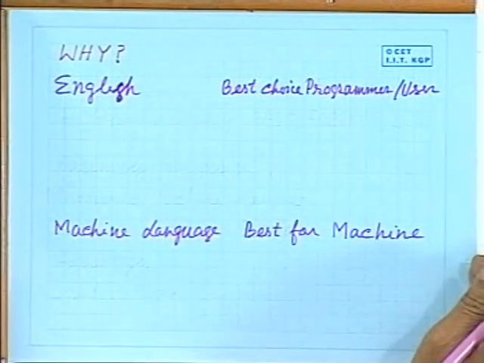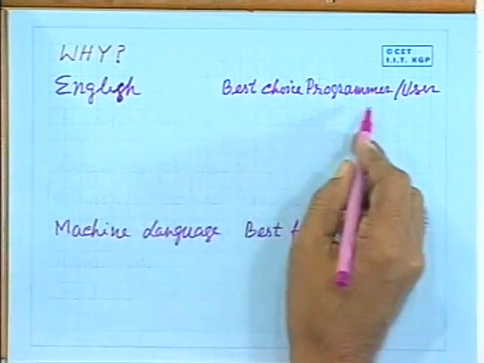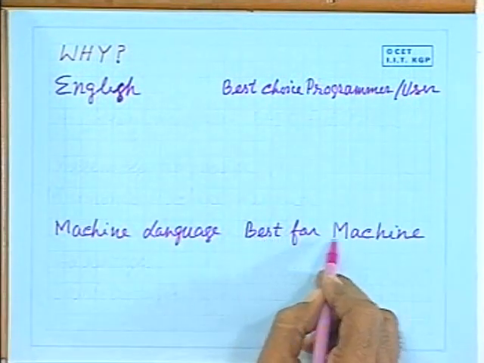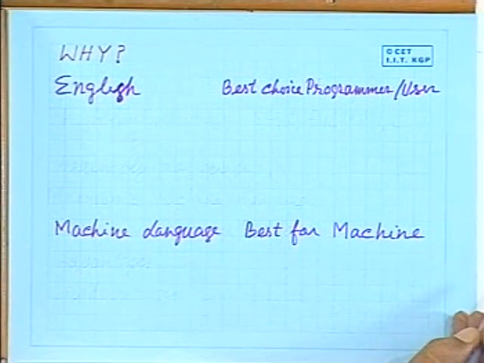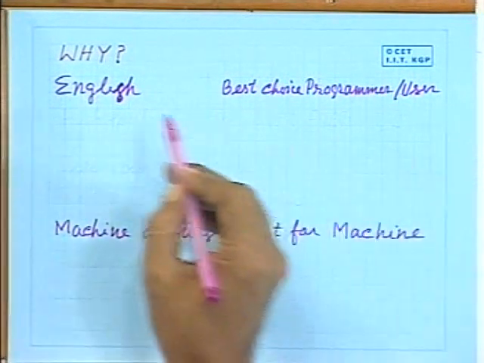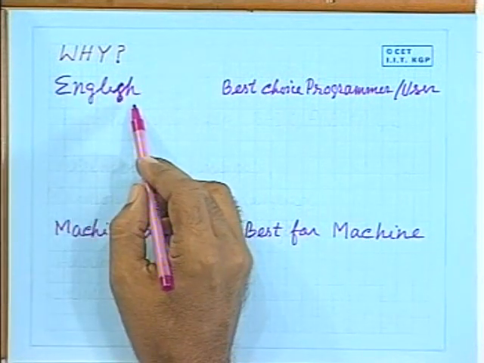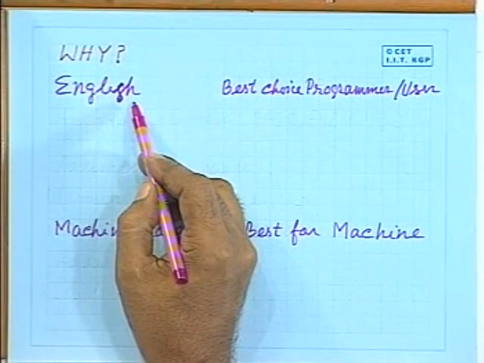So English is the best choice for the programmer and user. Machine language is the best choice for the machine. Obviously, there does not exist a computer or a processor which understands English. Although in science fiction books or movies, you may have seen that the user is giving commands in English and the computer or robot is understanding it and so on. But in general, it is not possible for a general purpose computer to understand English as the basic language.